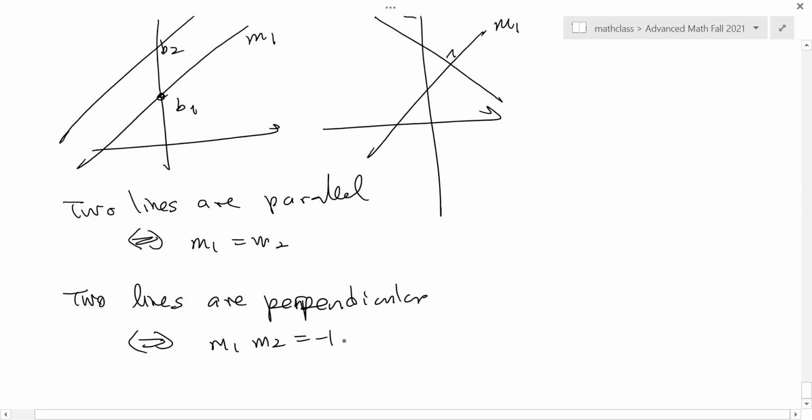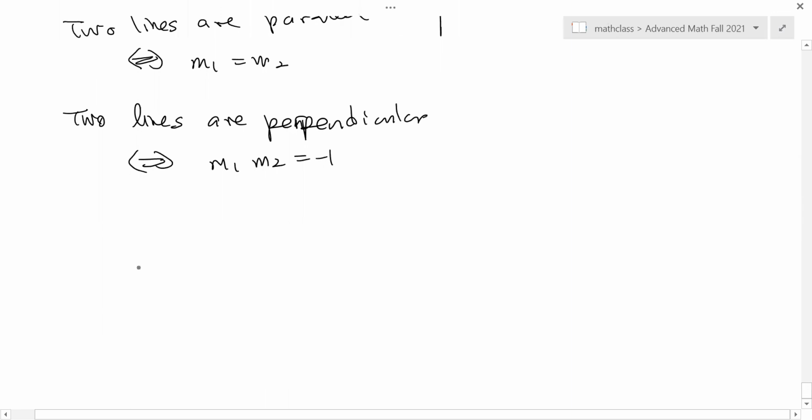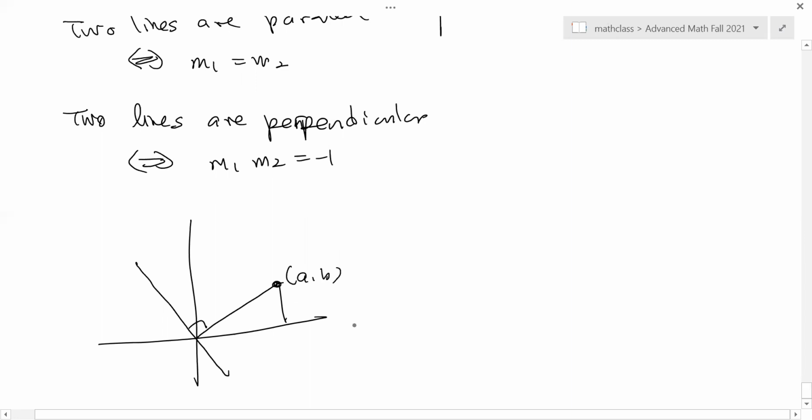Now let me explain why the product is negative one. Let's focus on the points. This is perpendicular, and this point is (a, b). In this picture, a and b are both positive, so the slope is b over a. Now if those two lines are perpendicular, you choose the same point and rotate by 90 degrees. You get a point here, and its coordinates are going to be (negative b, a).